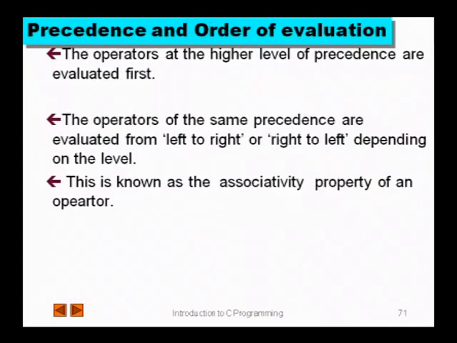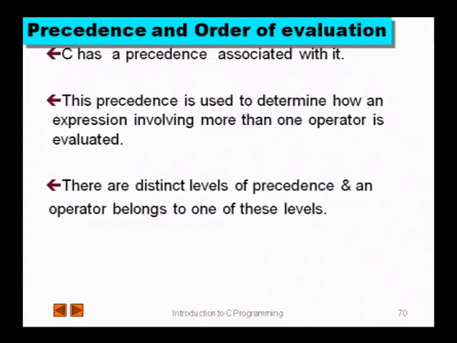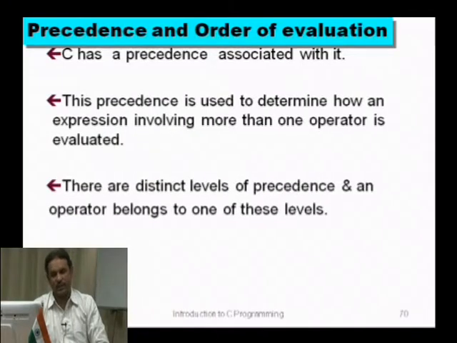So C has a precedence associated with it. This precedence is used to determine how an expression involving more than one operator is evaluated. In an expression, there may be a large number of operators like addition, subtraction, multiplication, division. So which operator is to be evaluated first? The precedence tells us which operator has to be evaluated first.